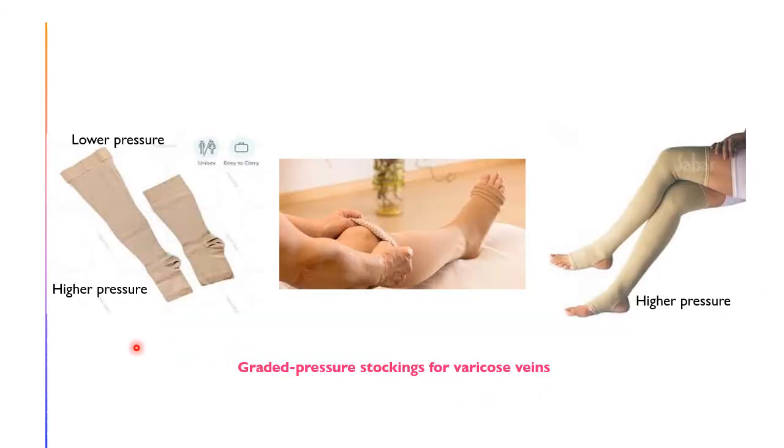This is a slide to show you the role of graded pressure stocking for varicose veins. These stockings are pressure graded. Their compression pressure at the lower end is much higher than the upper end. So the pressure applied at the ankle and the lower leg is much higher, is tighter, compared to the thighs. So this is the graded pressure stocking for varicose vein.